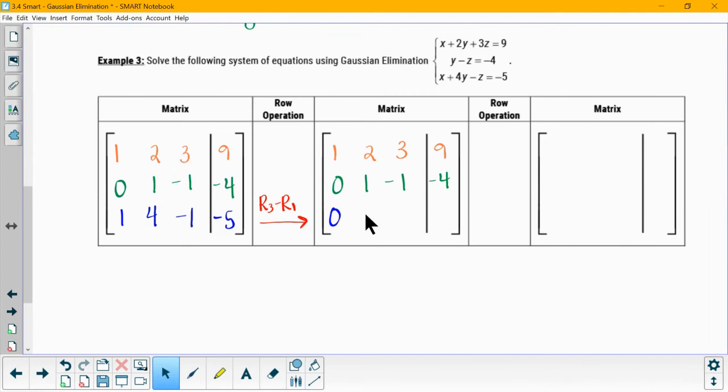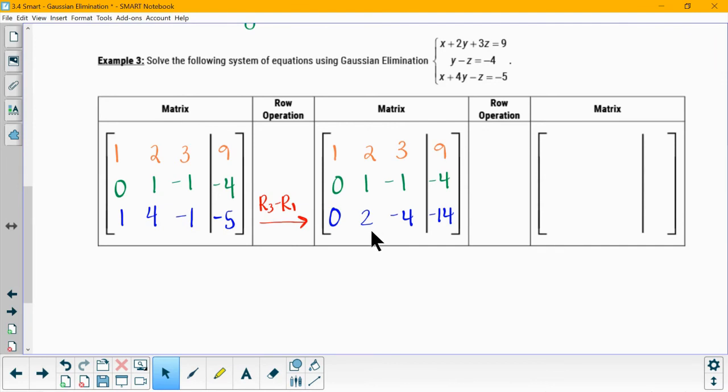4 minus 2 is 2. -1 minus 3 is -4. And -5 minus 9 is -14. Now I have to turn the 2 into a 0.